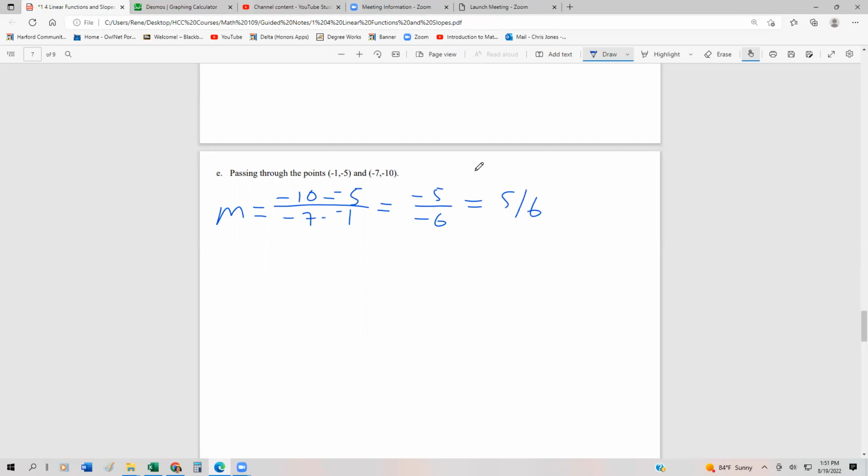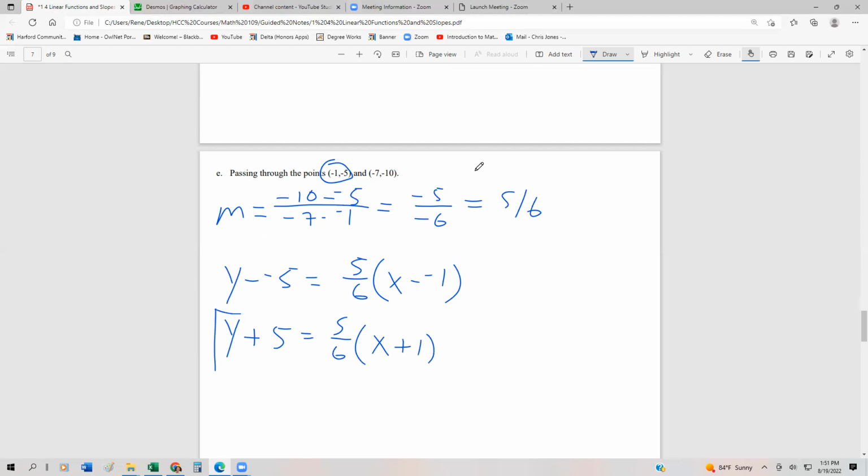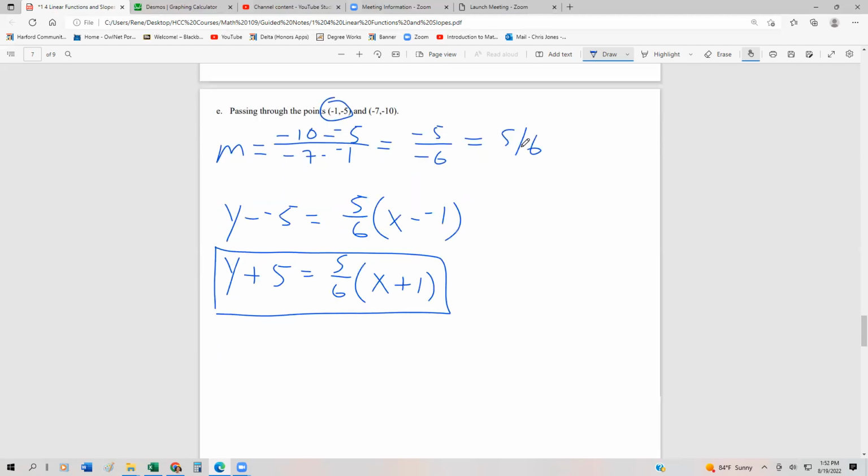Now we're going to have to utilize one of the 2 points, and it doesn't matter which one. We're just going to use this. And so we're going to say y minus negative 5 is going to be equal to 5/6 x minus negative 1. And so we can clean that up, and we get y plus 5 equals 5/6 x plus 1. Okay, and remember, we're looking for both the point slope formula, but then also the slope intercept form.